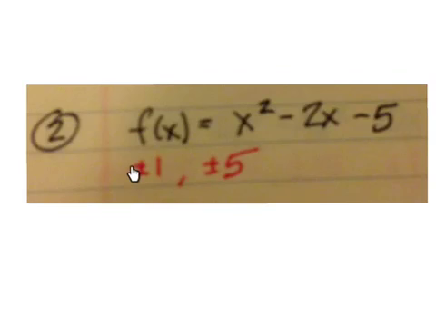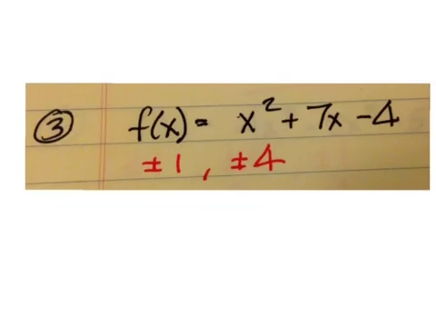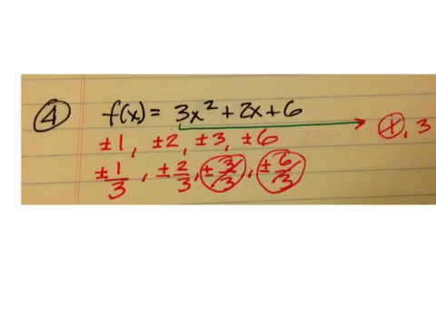Number 2, ±1, ±5. Three is ±1 and ±4. How about ±2? Yeah, you're right. It is ±2 as well. And 4, you'll have ±1, 2, 3, 6, 1/3, and 2/3. I'm just not going to say plus or minus all the way through. It's written on the screen.